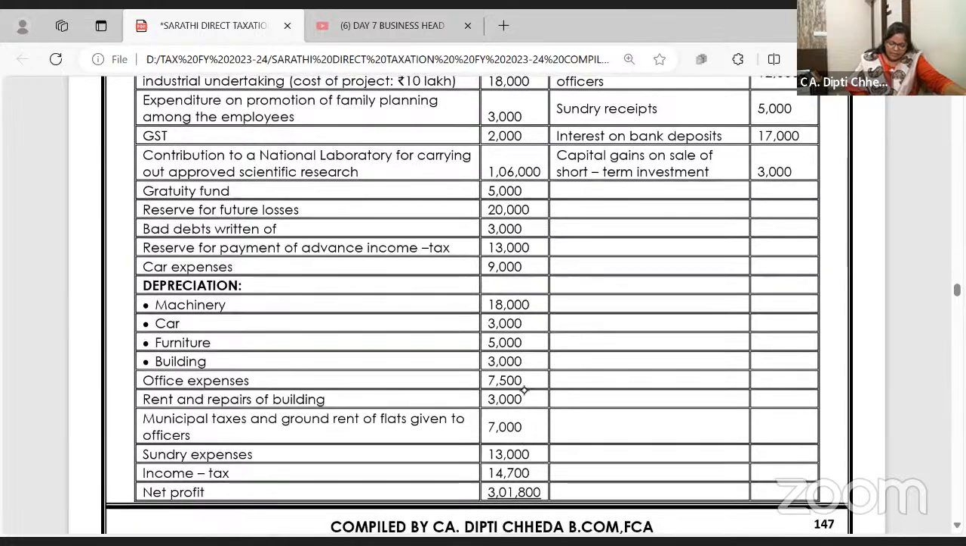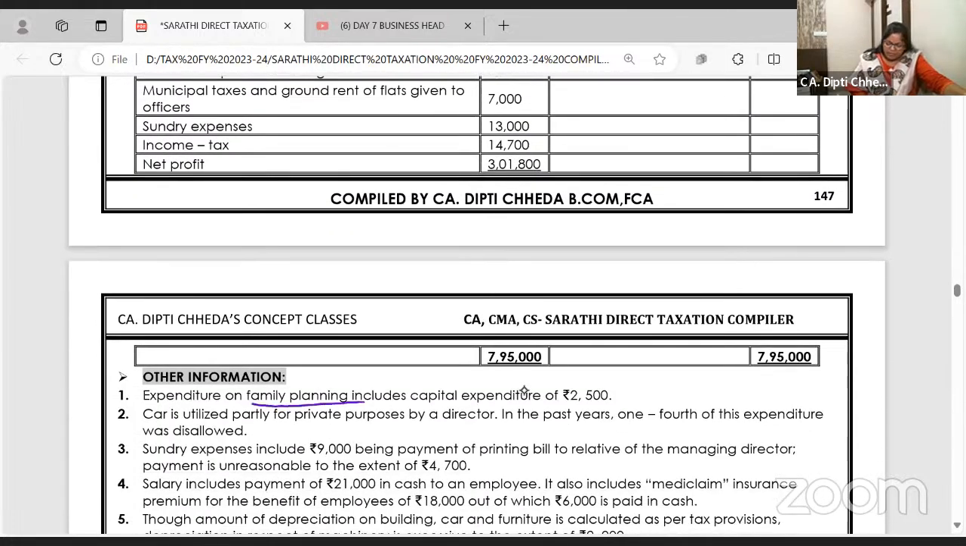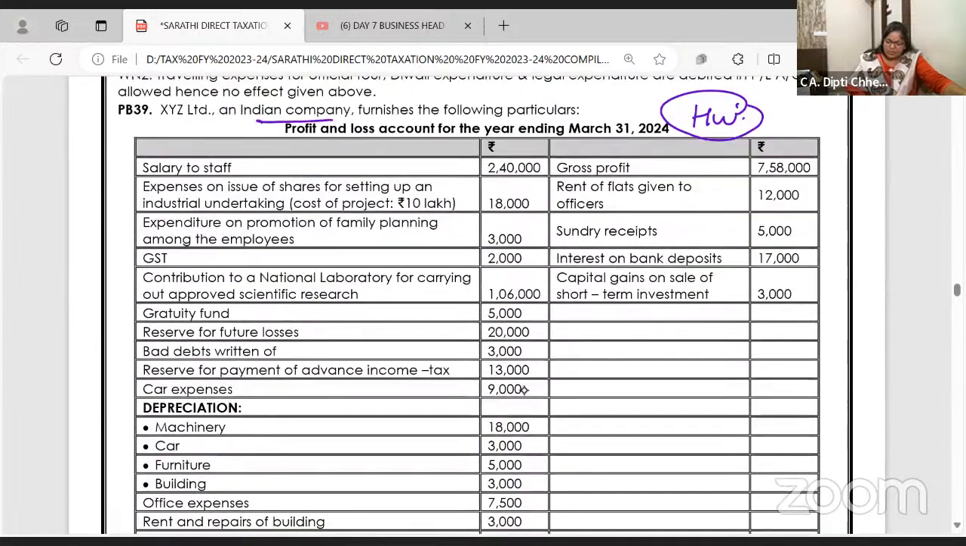For example, if you can check, family planning includes capital expenditure 2,500. Family planning expenses 3,000 debited. In that 2,500 is capital. So how much is revenue expense? 500. Allowed. And 1/5 of the capital expenditure 2,500 is also allowed. Ma'am, did you teach this? Yes. In section 36, I said family planning expenses are allowed only for an Indian company. So don't think, ma'am, this is for a company, why practice. There are beautiful adjustments, so practice it.